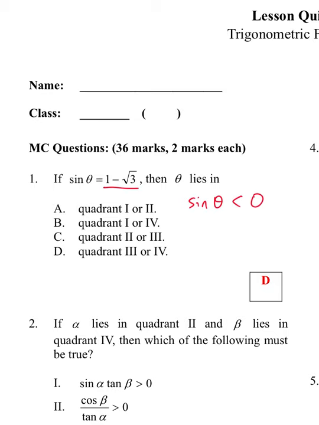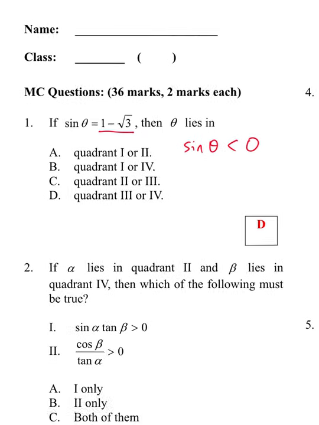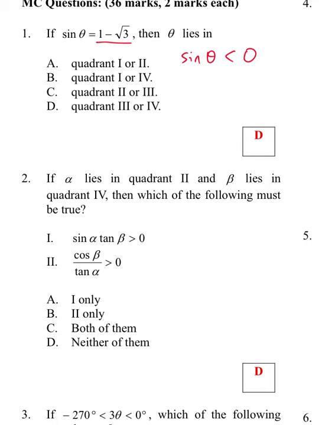Which means that sine theta is negative, which implies that theta must lie in quadrant 3 or quadrant 4. Therefore, the answer is D. It is relatively easy. So for question 2, we have two angles.